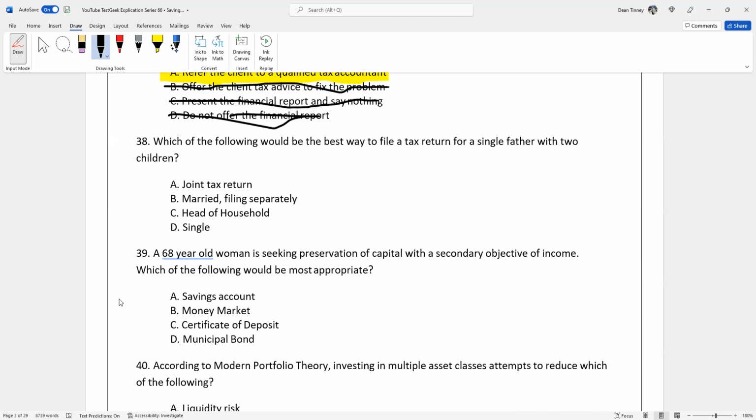Which of the following would be the best way to file a tax return for a single father with 2 children? I think the best way to go here is going to be head of household, right? C.